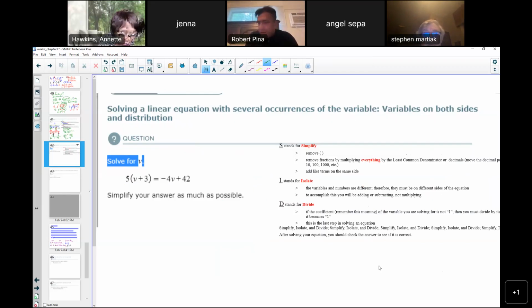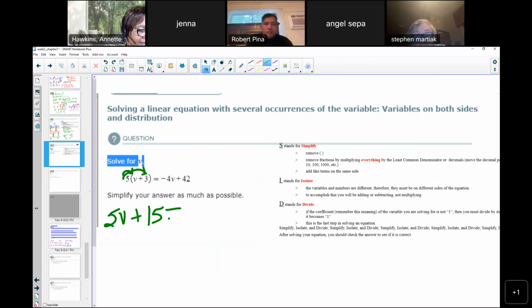All right, so we do have some parentheses, so we need to remove those parentheses. And we're going to do that using the distributive property. So we're going to distribute 5 times v and 5 times 3. So 5v plus 15 equals -4v plus 42. Okay? We don't have any fractions or decimals. We don't have any like terms on the same side.